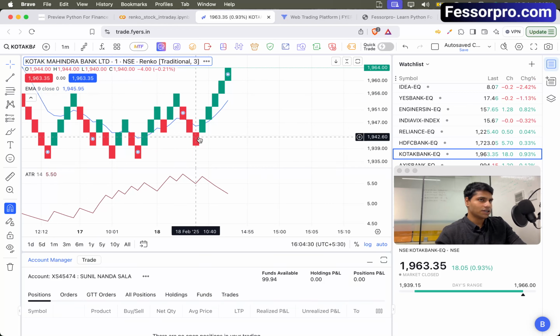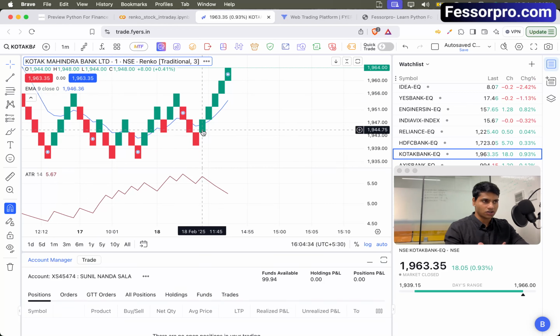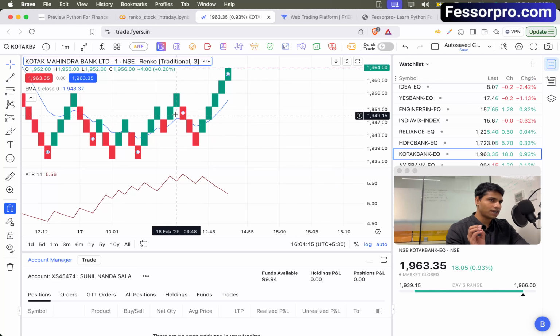My entry condition is based on the Renko break, for both long and short. This is an intraday strategy. We are going to take a position and end the position by the end of the day. If the Renko closing price is above the EMA, I'm going to go long. If my Renko is below the EMA, it should breach, it should go from up to down or down to up. If this happens, I'm going to go long. If this happens, I'm going to go short.